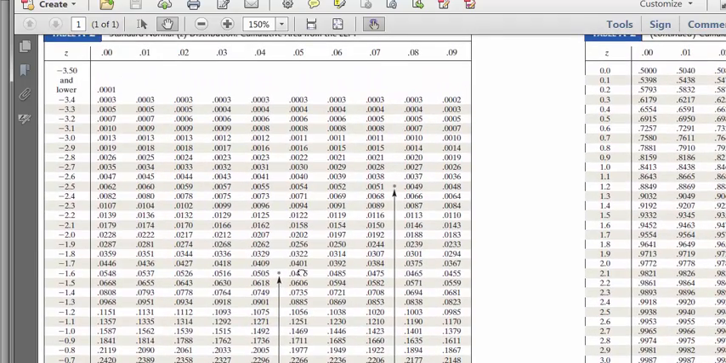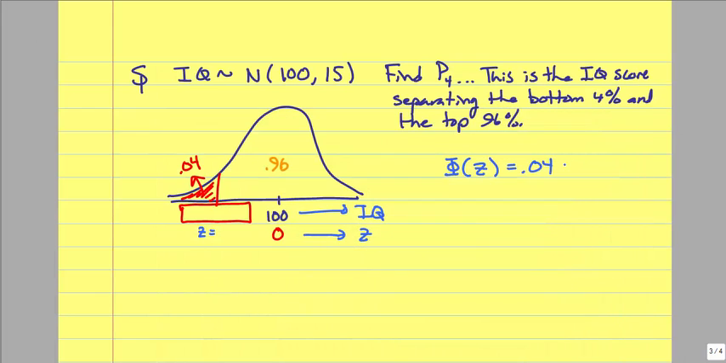So if I look up 0.0401, that's negative 1.75. Okay, so what that's telling me, I look up 0.04 on the inside. That says that I am negative 1.75 standard deviations from the mean. So this value is negative 1.75.